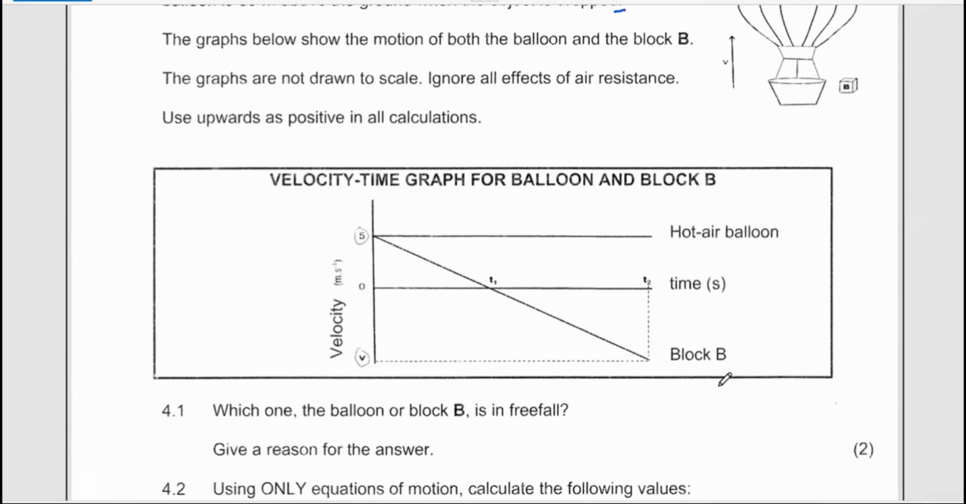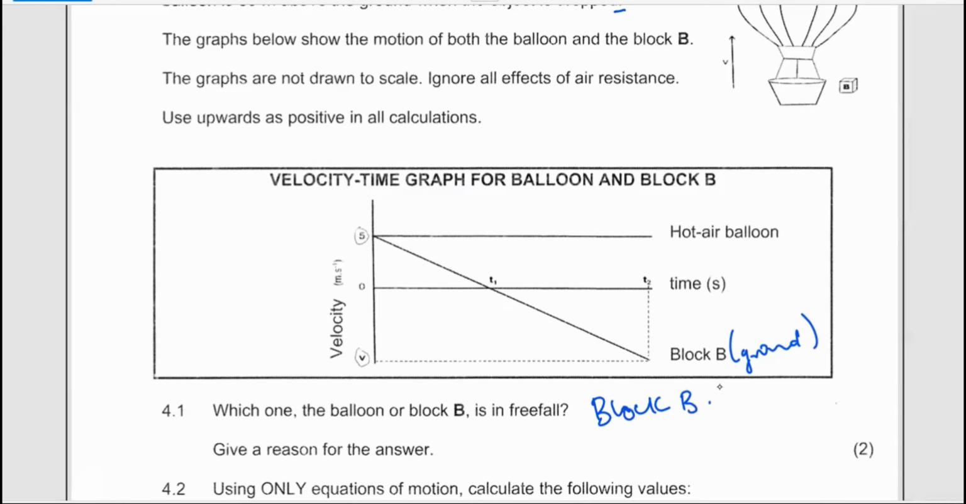Then the velocity time graph for this, we have V. So I'm assuming T2 is when the block hits the ground. I'm just assuming because they're not telling us anything of the sort. Then which of the two, the hot air balloon or the block, is in free fall? So I'm going to say it's block B.